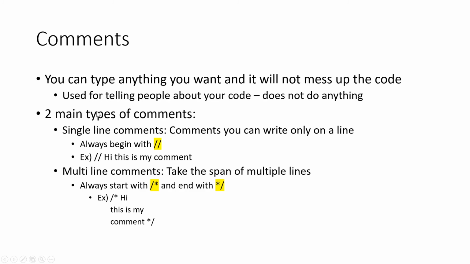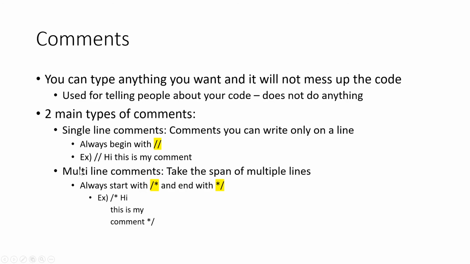So there are two main types of comments. There's single line comments, which are comments that you can only write on a single line. You cannot write this on multiple lines, or else it'll give an error. It'll always begin with 2 forward slashes. An example of this will be, hi, this is my comment. And then it will not do anything. In some IDEs, you'll usually see this line turn gray in color.